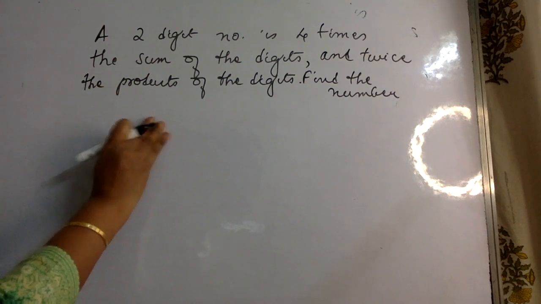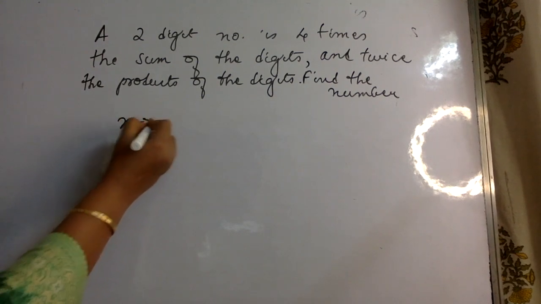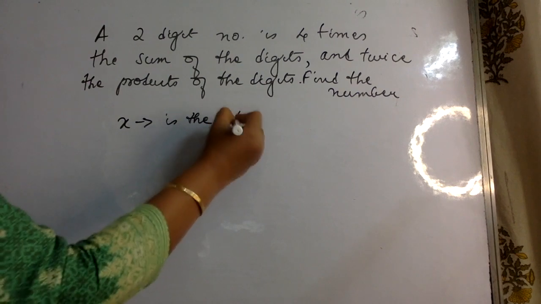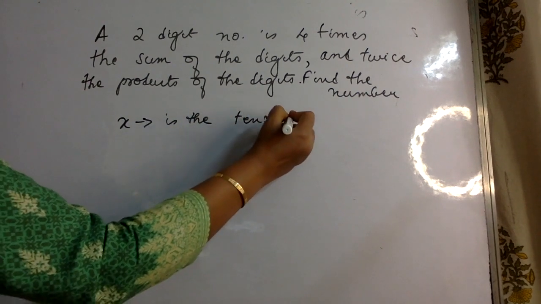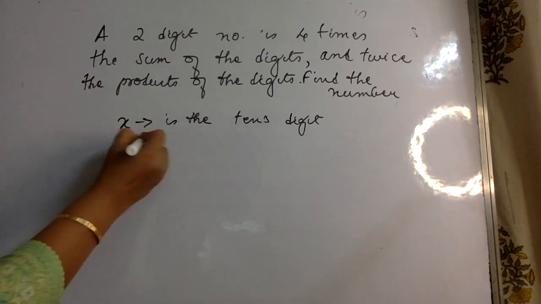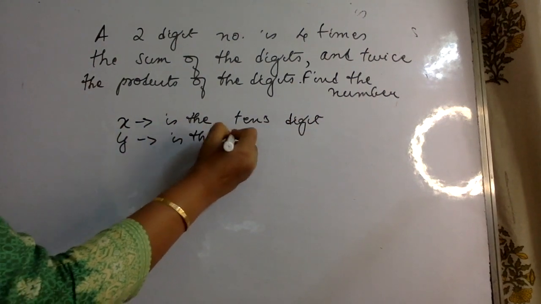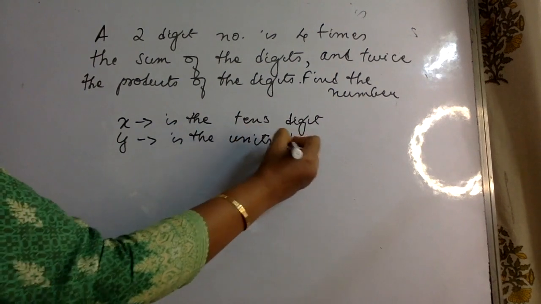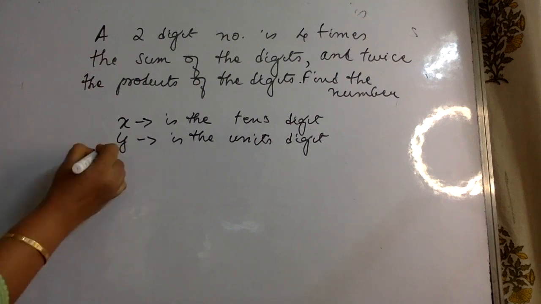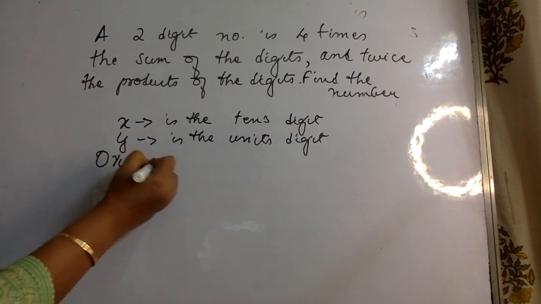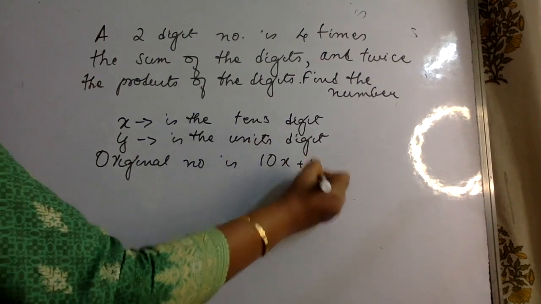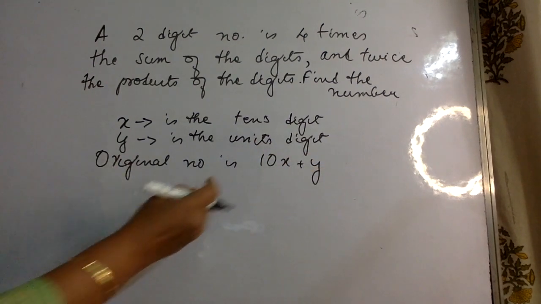Let's say x is the tens digit. Now this is up to you, whether you take x as tens digit or y as tens digit. y is the units digit. In this case, if x is the tens digit and y is the units digit, then the original number is 10x plus y. Now why so? Why do we always take like this?